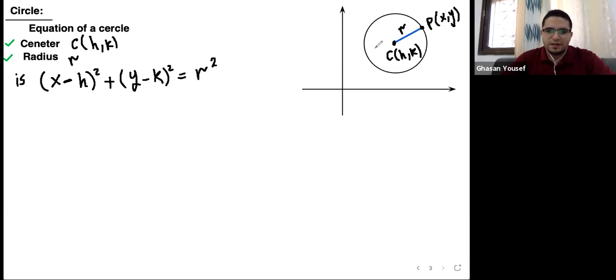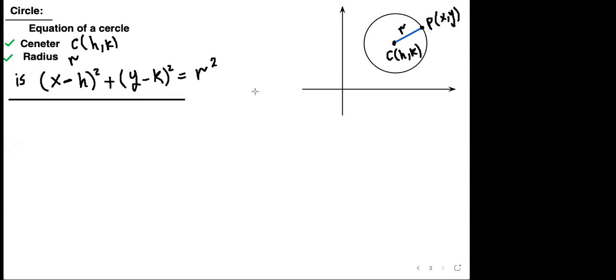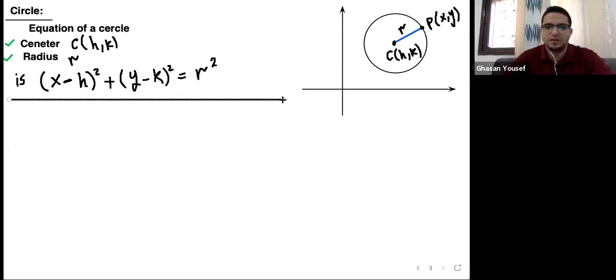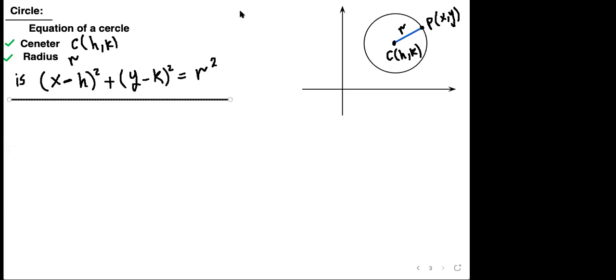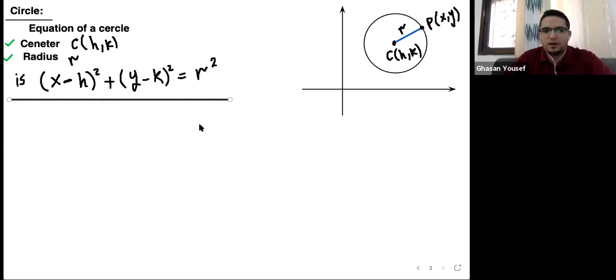Suppose my circle has center (0, 0). What is my equation of the circle? Suppose the center is 0, 0. It's going to be x minus 0 squared plus y minus 0 squared equals r squared. This is completely correct.